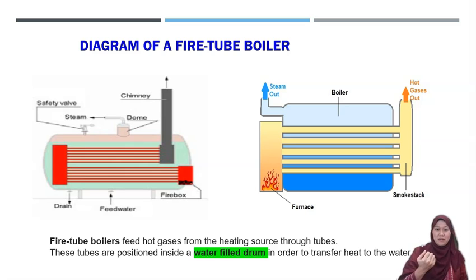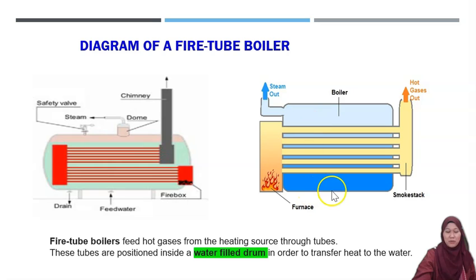So what is the difference between the fire and the water just now? Let's look at this diagram, which is more detailed. The water is in the barrel or in the drum. This is filled up with the water, and the heat is inside the tube. So this is the furnace. The furnace will heat up and the heat will go into this tube, and it will release the hot gases out. So the water will be heated up and produce the steam.